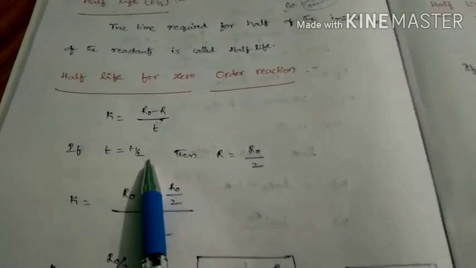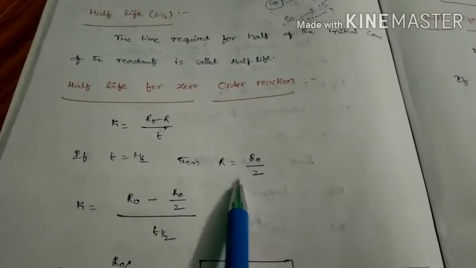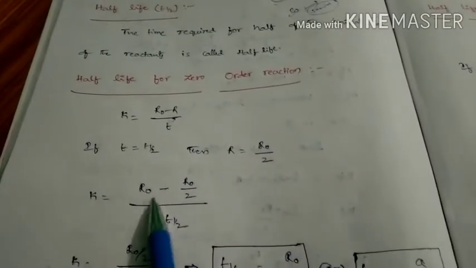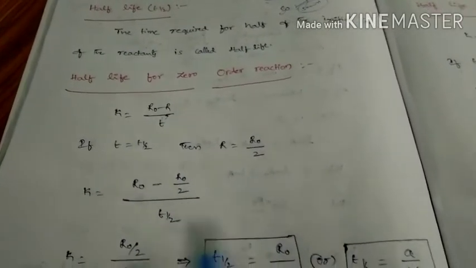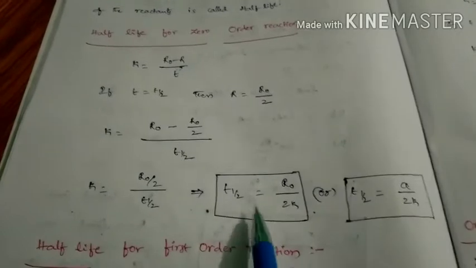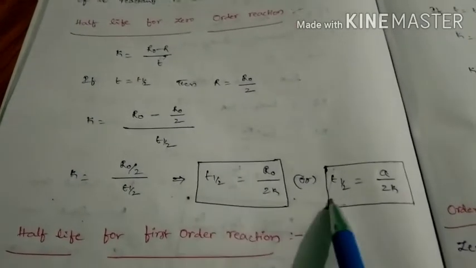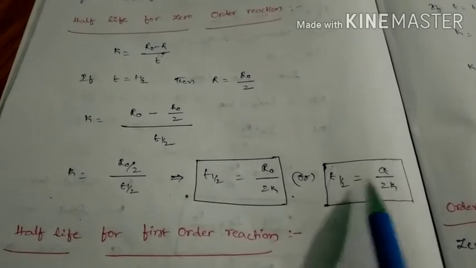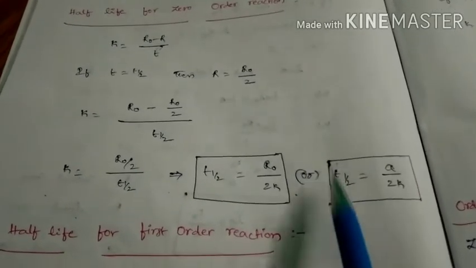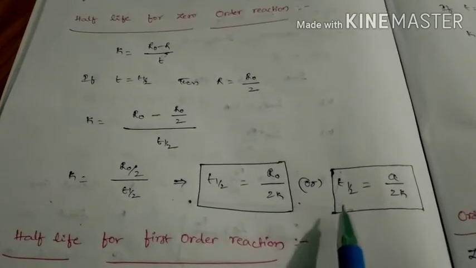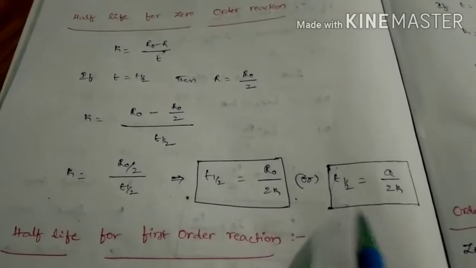T half. If you substitute these two values in this expression, then we get K equal to R naught minus R naught by 2, divided by T half. And finally we get this expression, that is T half equal to R naught by 2K. Overall R naught is A. T half equal to A by 2K. So this is the expression for half-life of zero order reaction. You have to remember these expressions.